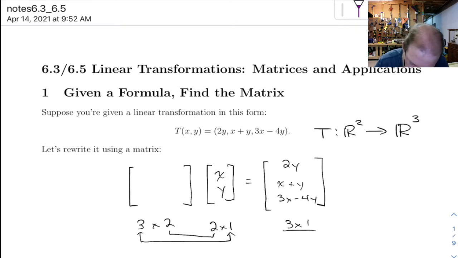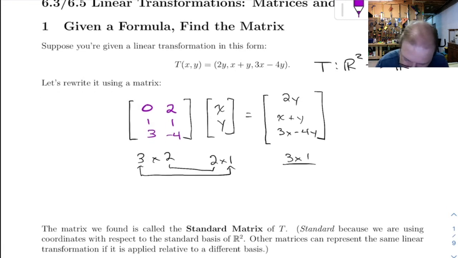So the first column is just going to be, what do we have to multiply this by to get this? Well, this over here consists of just 2y and no x. So this is going to be 0x plus 2y. Similarly, x plus y is going to give us 1, 1. And 3x minus 4y gives you 3, minus 4.